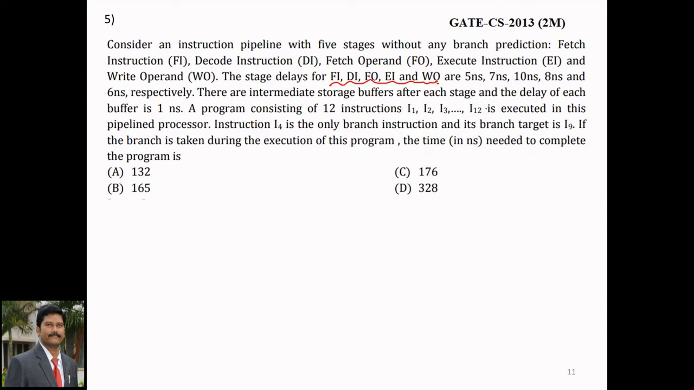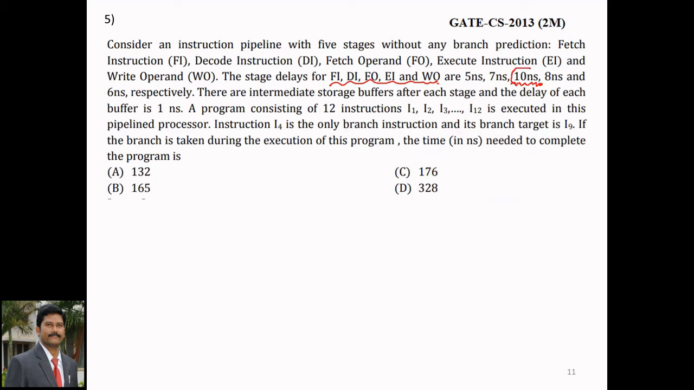There are 12 instructions, okay. So for every one clock cycle, one instruction will be executed, but here the timings are different. We need to take the maximum time. That means for every 10 nanoseconds, one instruction is completed. We need to consider the maximum time for the clock cycle. That is one point we need to remember.